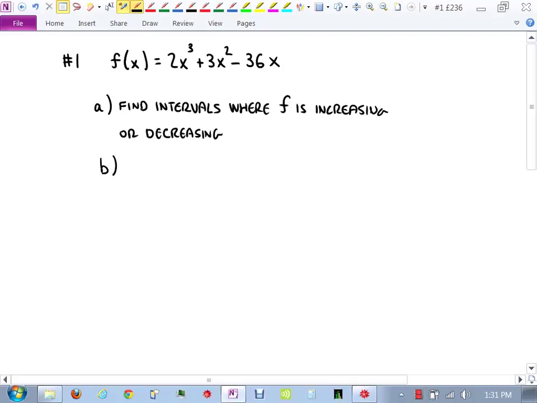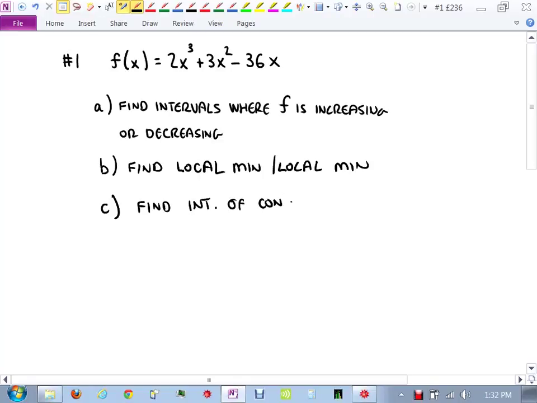Part B says find local max, local min. And then part C, find intervals, I'm going to say INT, of concavity. And then find inflection points. I'm just going to put IP for inflection points. But local min, local max. Sorry, yeah, thank you.